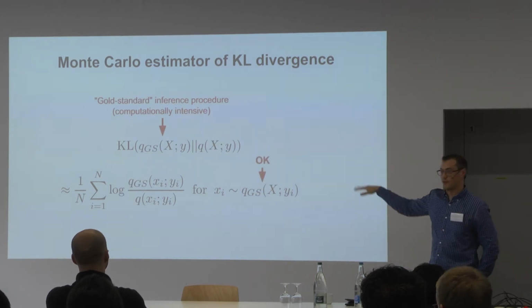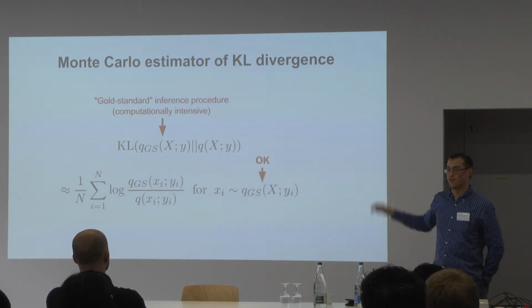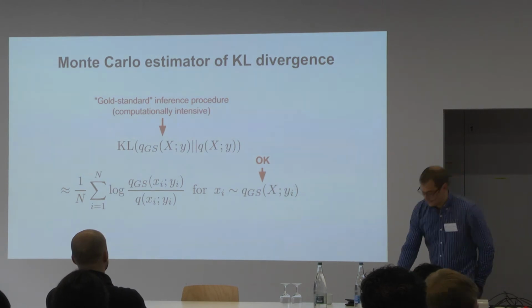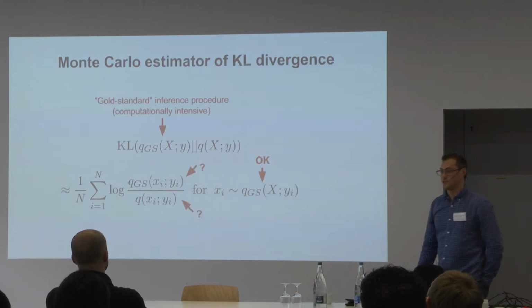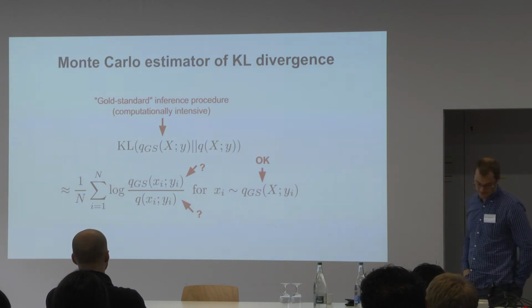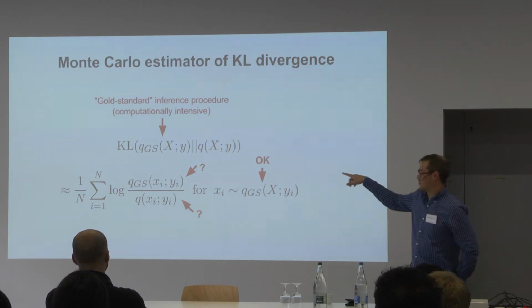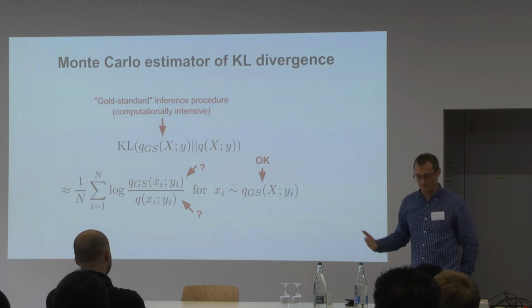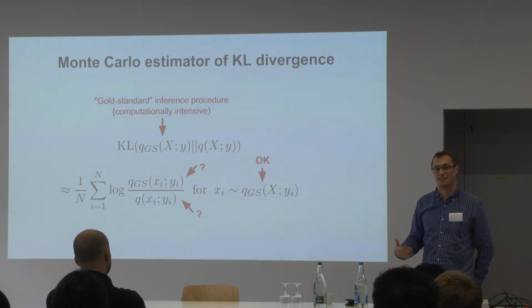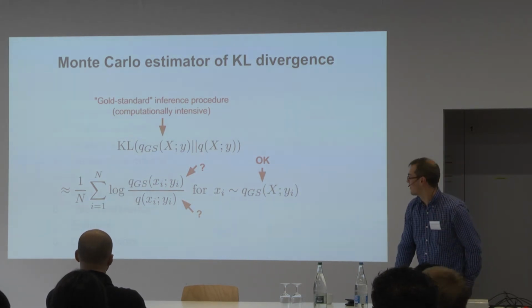Okay, so now we've resolved one of those problems where we can actually sample from this gold standard program. But we have these two other issues. Basically, this issue is that these are programs, they produce output, but they don't report the densities or the probabilities that they would produce a given output.